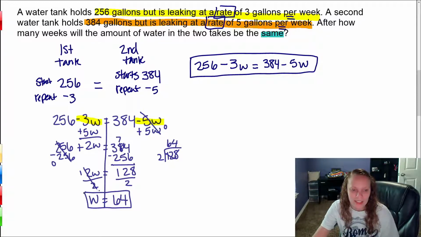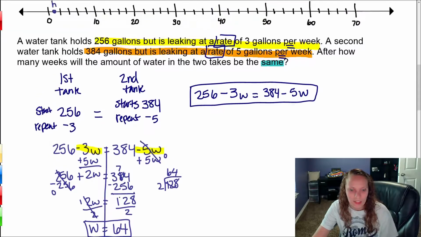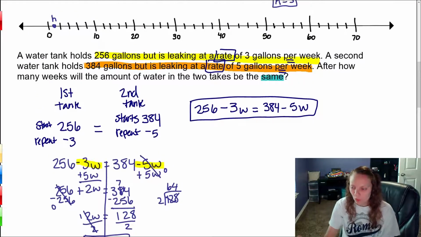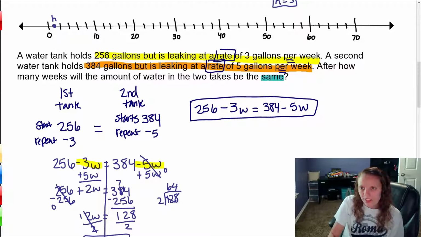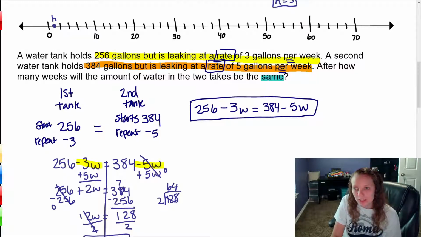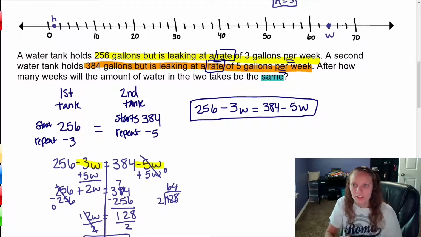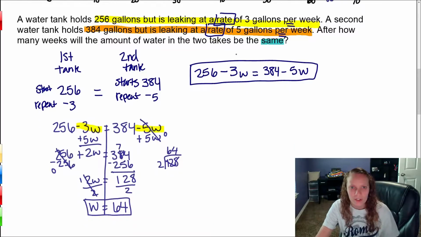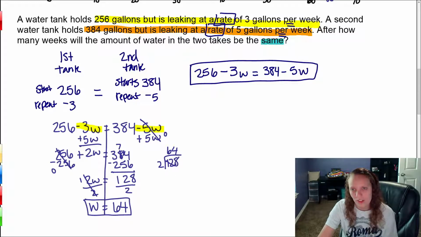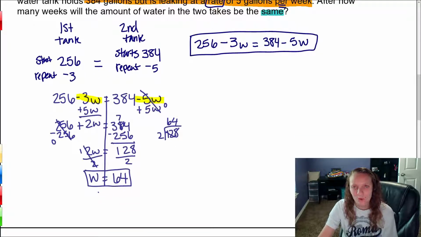So let's practice putting it on the number line. Let's find 64. Well, here's 60. Remember how I said we're counting by 2. So 62 and 64 would go right there, and this is w. So if you remember from the other day, it was talking about gallons leaking out of a water tank, and it was talking about weeks, so that's why we use w. And it says after how many weeks will the amount of water in the two tanks be the same? So at 64 weeks, they would have the same amount of water.